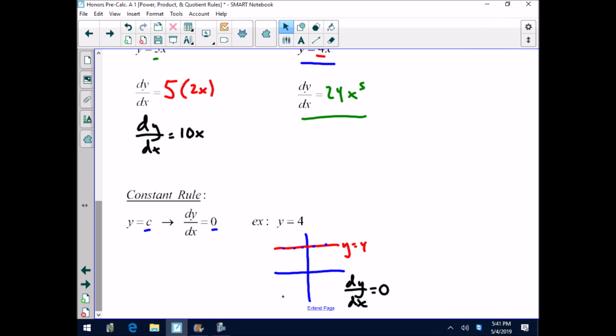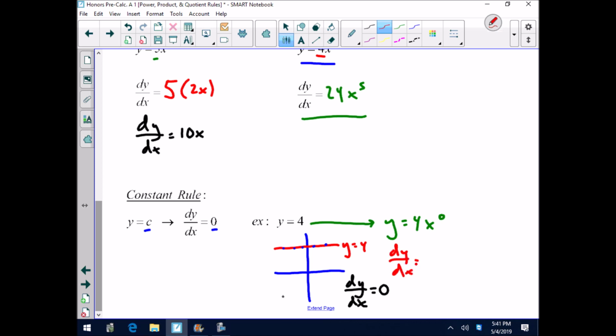Now, we can also take the derivative of a constant with the power rule. So I could say y equals 4 is actually y equals 4x to the 0, since x to the 0 is 1. Now, when I take the derivative with the power rule here, I have dy/dx as 0 times 4x to the negative 1. But since I'm multiplying by 0, that again is going to give me that derivative of 0.